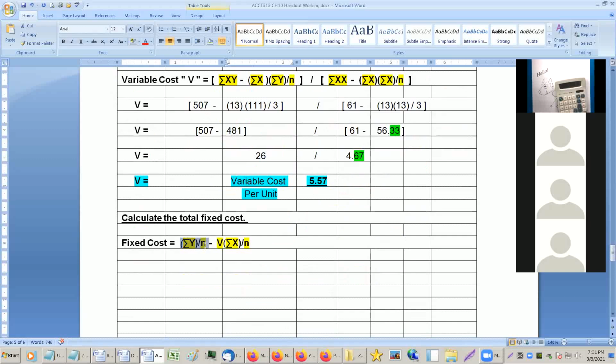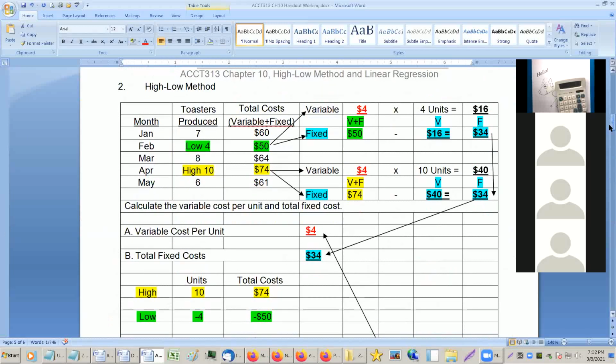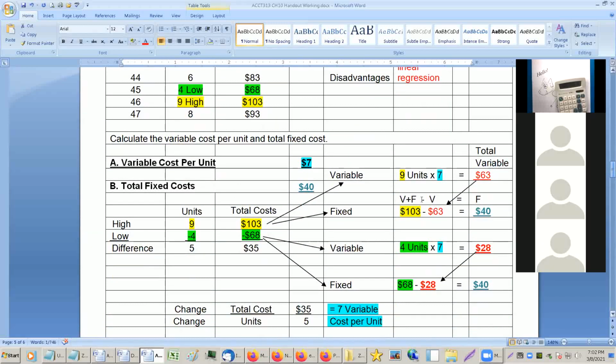So what's the average total cost? And then we're going to subtract out the average variable cost. So this really is just the average total cost minus the average variable cost. This is just like we did in the high-low method, where the total cost minus the variable cost gives you the fixed cost, exactly the same thing.